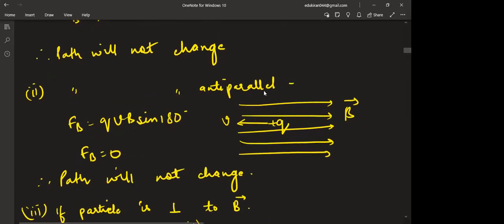Then just make the heading anti-parallel. FB is again 0. Path will not change.